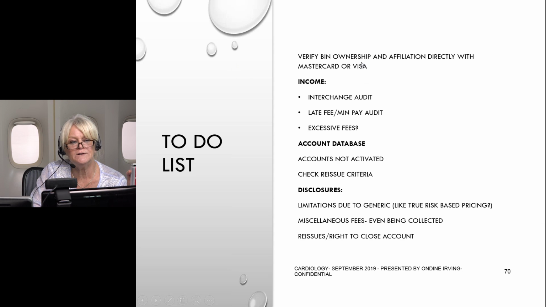And here's a bit of a to-do list. Verify your BIN ownership. Regarding your income, you want to do an interchange audit. You want to do the late fee minimum payment audit. And then if you have excessive fees beyond the $325 fees, there may be ways to replace them.